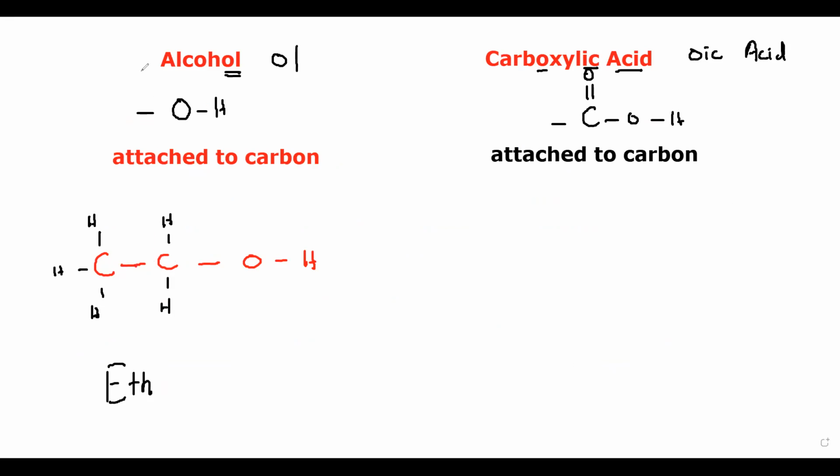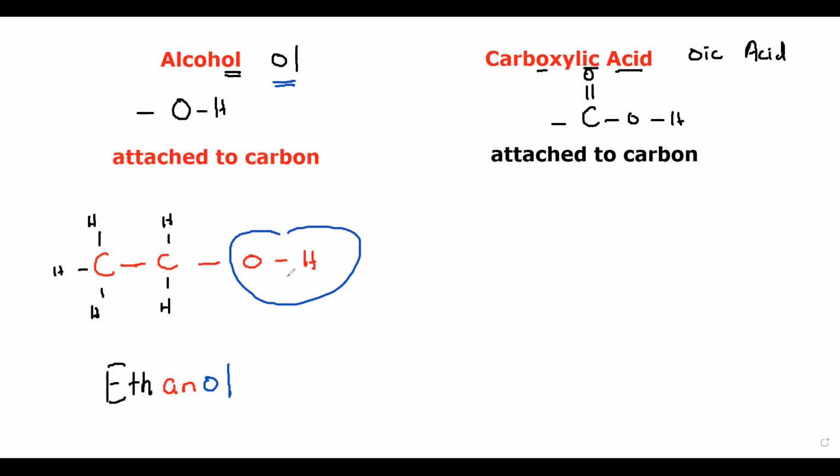If there is a single bond, we will use the term an. We'll not write the complete ane because alcohol is there, so we just simply write an. And due to the presence of OH, it should end at OL. So it will become eth-an-ol. Eth because of 2 carbons, an because they have a single bond, and because of the presence of OH, it will be ol. So ethanol.